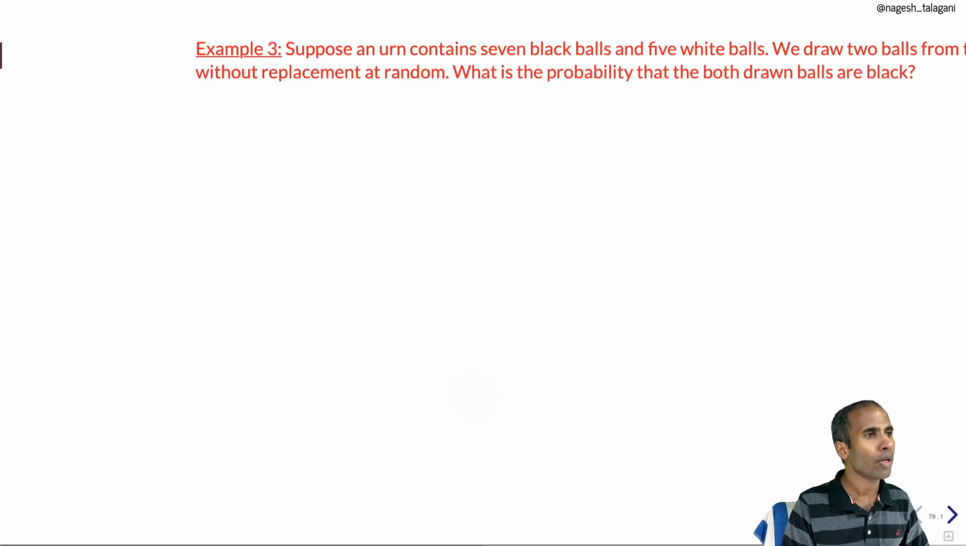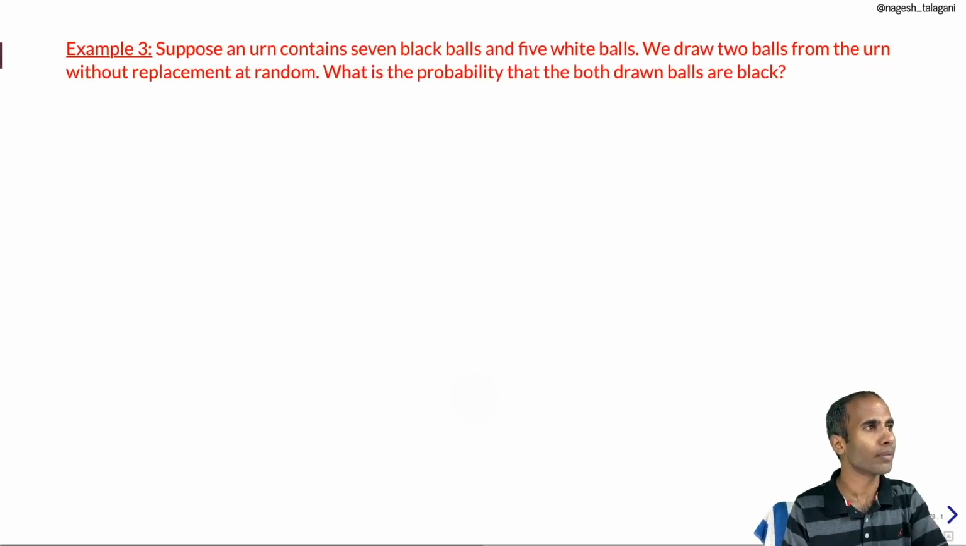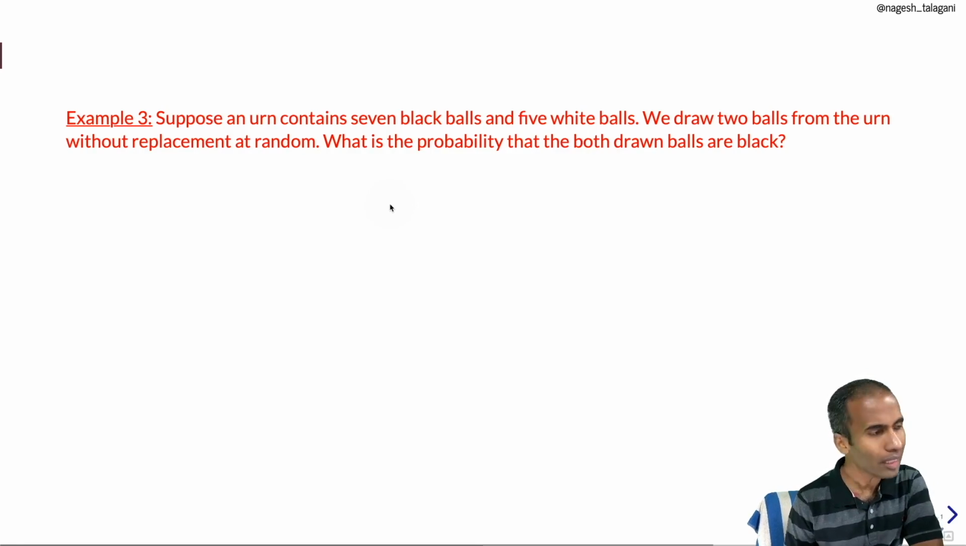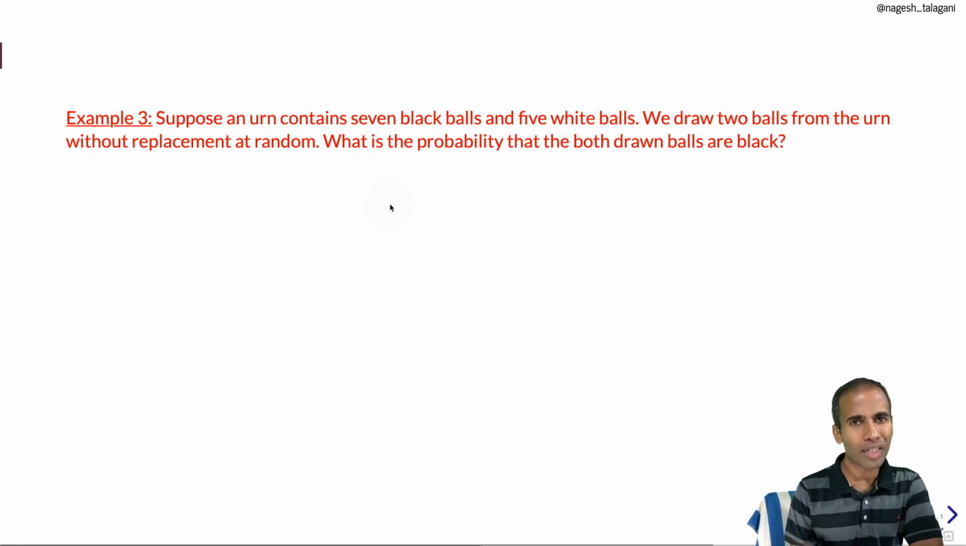Now let's do a problem. Example 3. Suppose an urn contains 7 black balls and 5 white balls. We draw 2 balls from the urn without replacement at random. What is the probability that both drawn balls are black? Okay. Here, what is the random experiment? We draw 2 balls from an urn containing 7 black and 5 white balls.